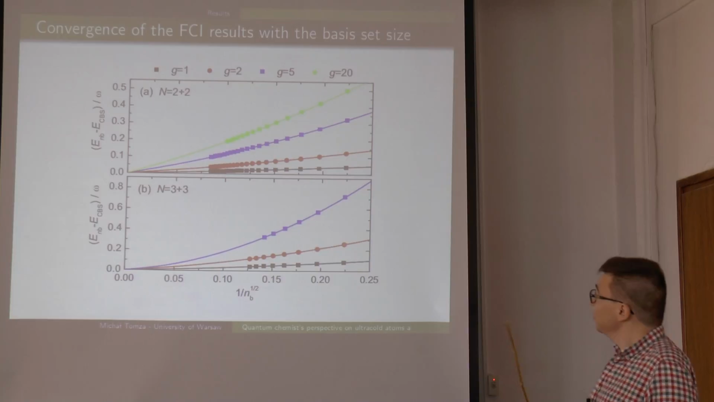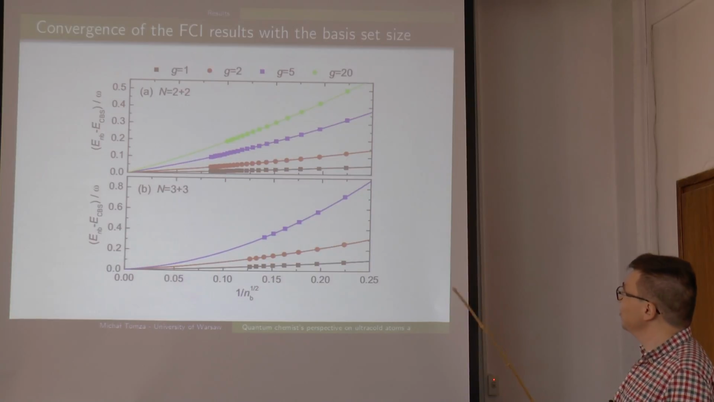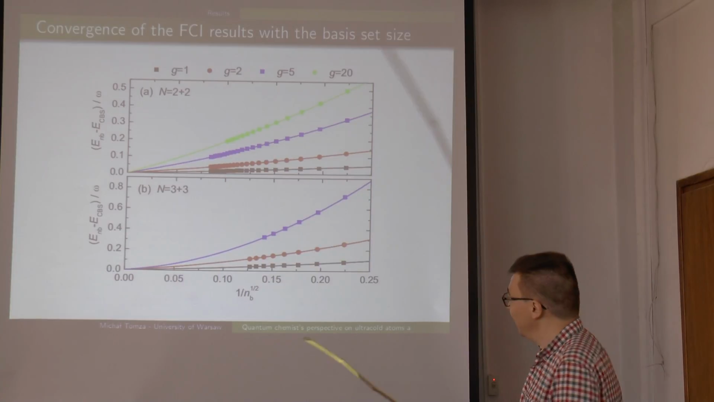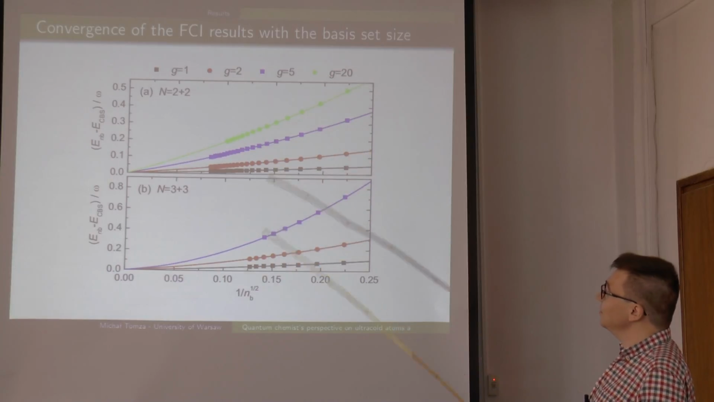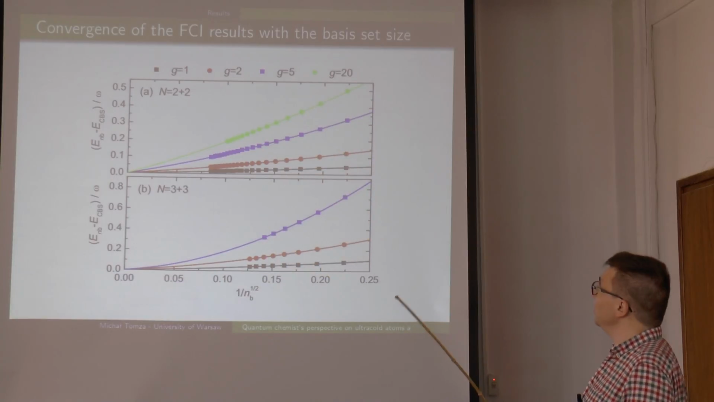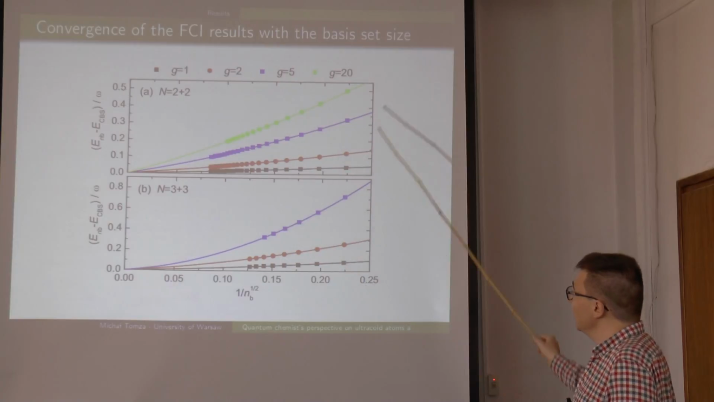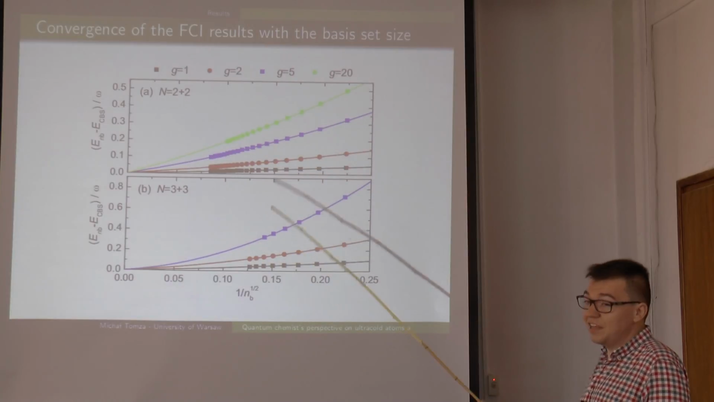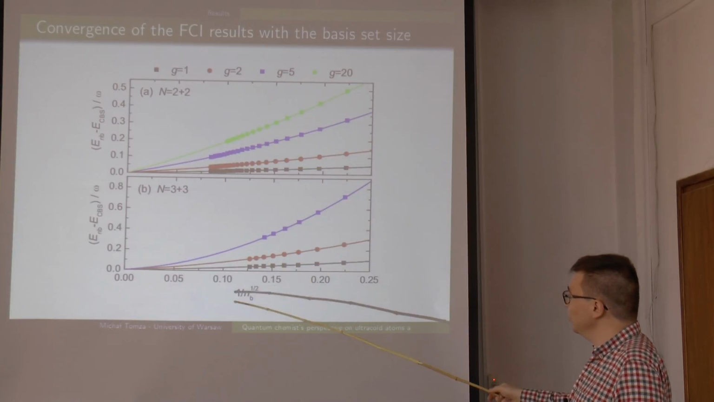Okay, I'm a bit close to finishing my time, but okay. So first, I will present the convergence of this full configuration interaction with the basis set size. These are the results, just to show that the convergence is really very slow. So this is the convergence.